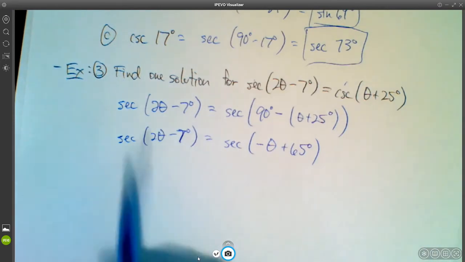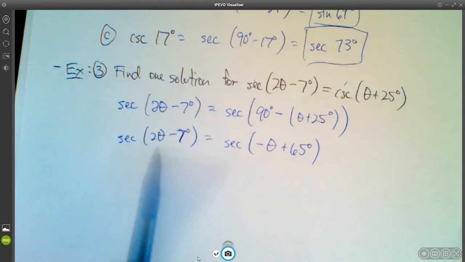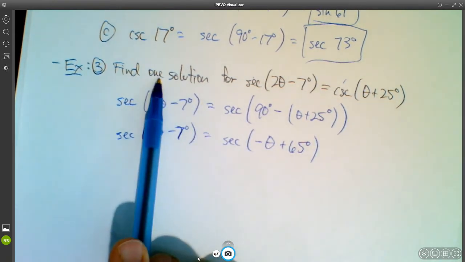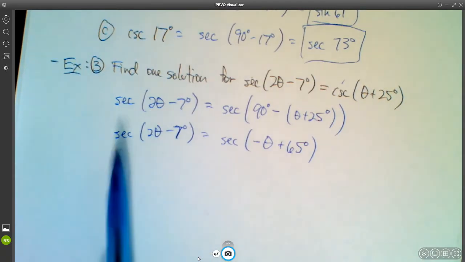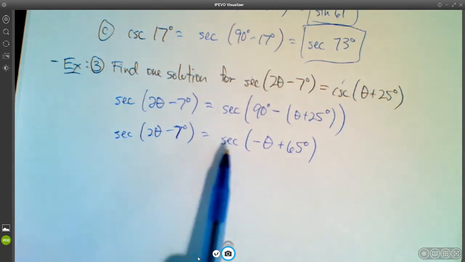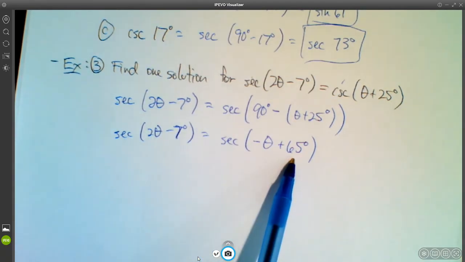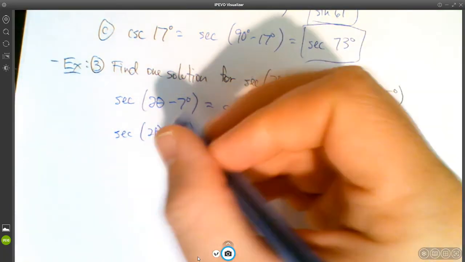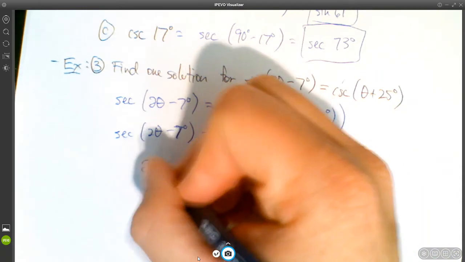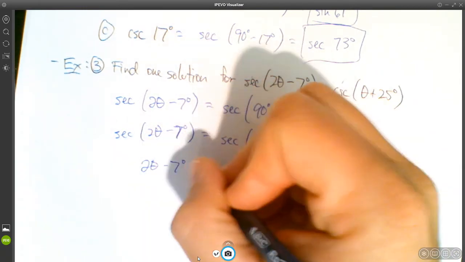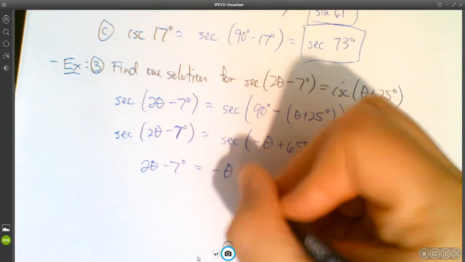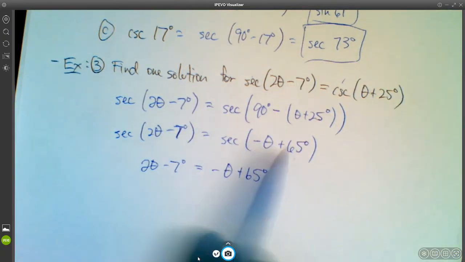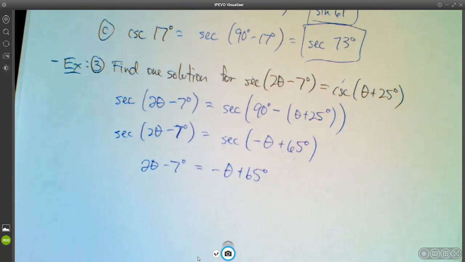Well, there are infinitely many solutions to this equation, but we're only asked to find one of them. And probably the easiest one to figure out is to say, well, if secant of this thing equals secant of this other thing, one way that can happen is if the two things equal each other, right? So I can just drop the secants and say, well, this is one solution. One solution is going to take place whenever the arguments are equal. And then you just solve for theta.